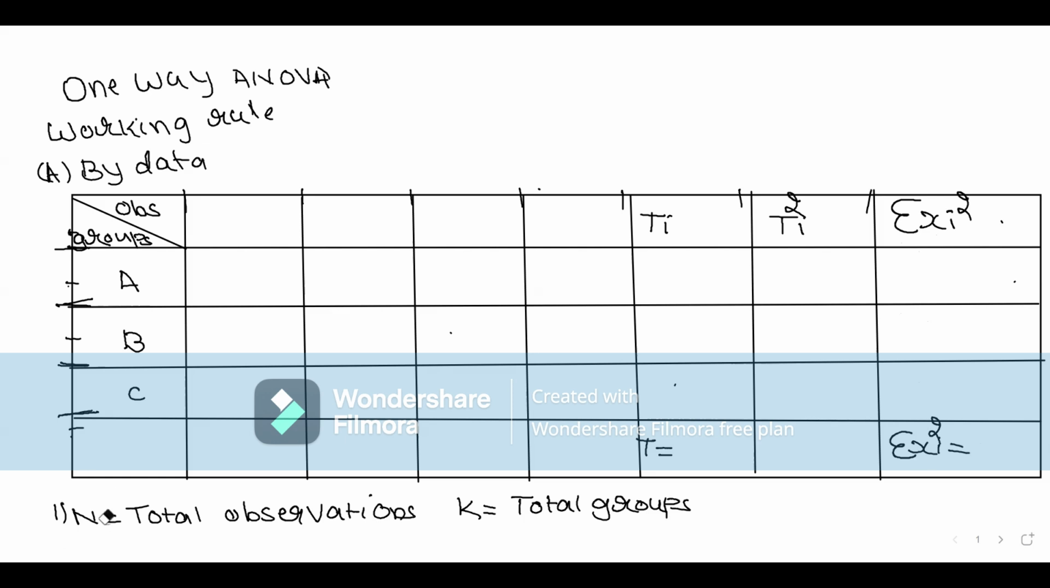Now you find the N. N is total observations. Look here, 1, 2, 3, 4, and again 1, 2, 3, 4, into 3. This is 12 observations. N equals 12 you can write. Then K groups. Look here, A, B, C. 3 groups are there. K equals 3 groups. It may be 4 also, it may be 5 also, depends upon the question paper setup.